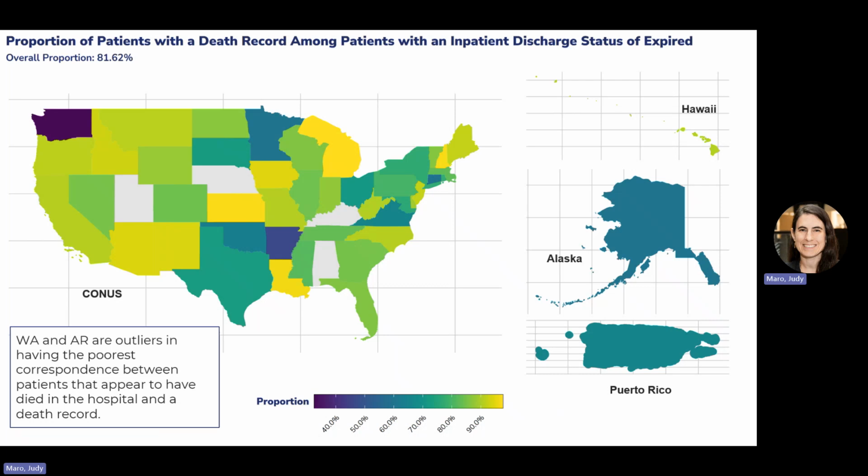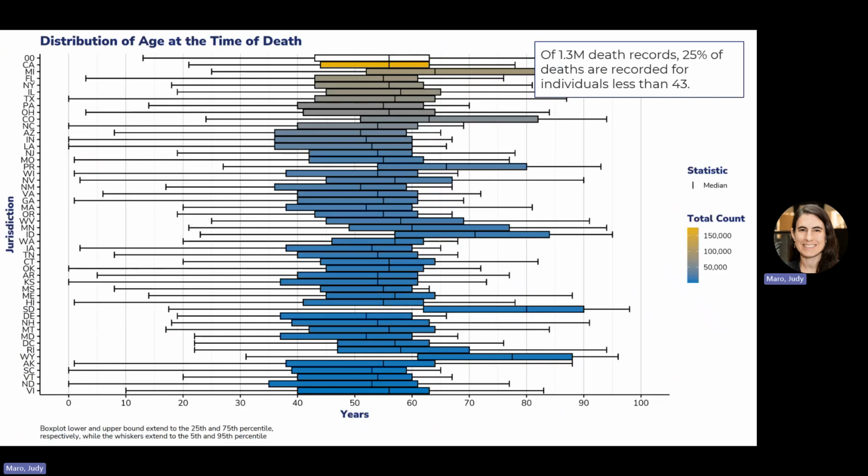But we do see that there are quite some big differences in the outliers here. And we see that Washington and Arkansas have the poorest correspondence between patients that appear to have died in the hospital who don't have an included death record.